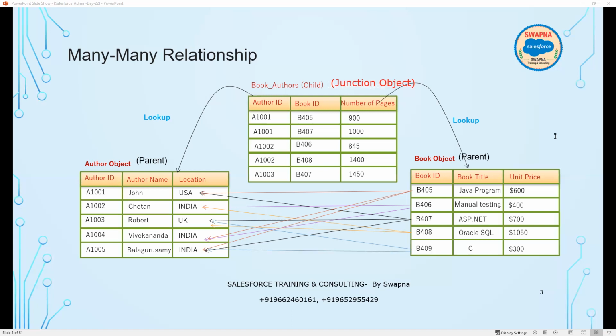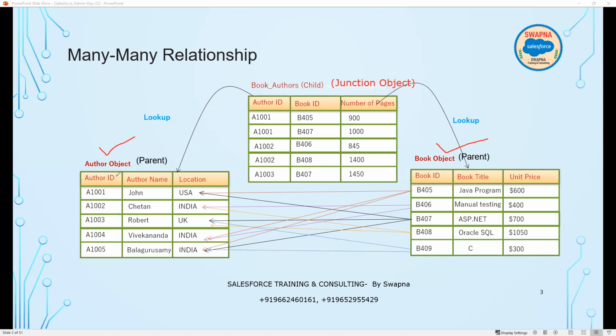Like this, we will be creating it in real time. This is the homework. I'll not be creating this object. This is a homework. What you have to do is create two objects. One is an author object, one is a book object.